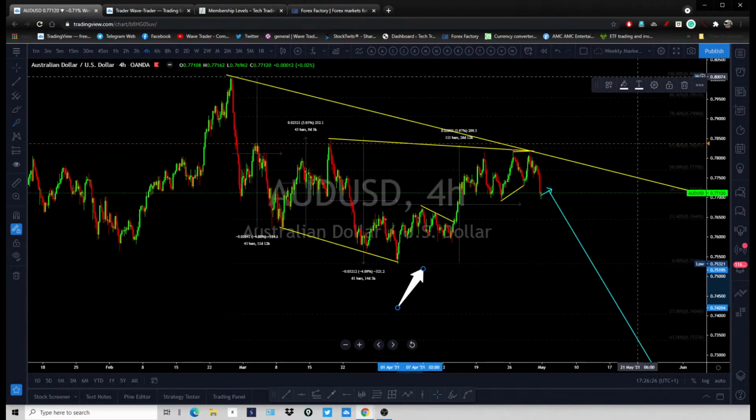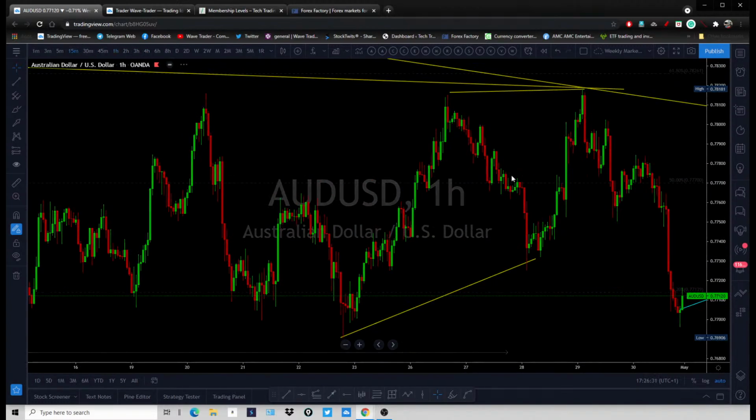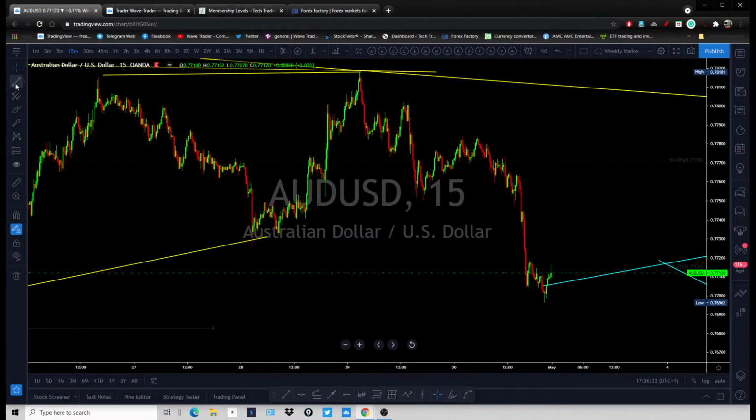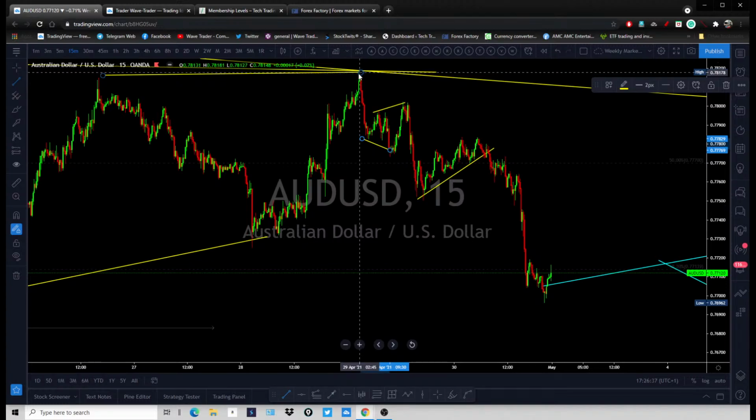And any correction you see over there, if you missed the move from the top, just follow that correction for the breakout, and you're looking for this to continue to keep dragging lower.